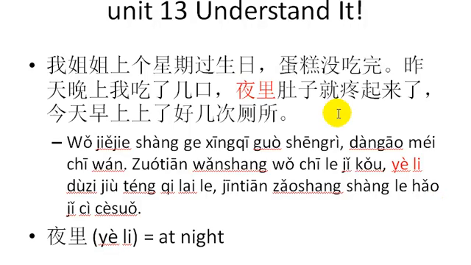So, Gao Wenzhong comes back, and he says a mouthful. He says, 我姐姐上个星期过生日，蛋糕没吃完。昨天晚上我吃了几口，夜里肚子就疼起来了。今天早上上了好几次厕所。 Okay. So he explains what happened, and you really shouldn't have that much trouble from here to here. So this 我姐姐上个星期过生日，蛋糕没有吃完，昨天晚上我吃了几口. Right? This piece here you shouldn't have any trouble with.